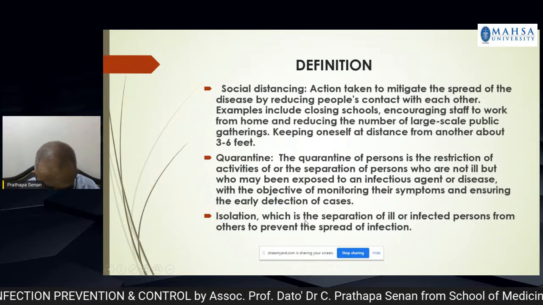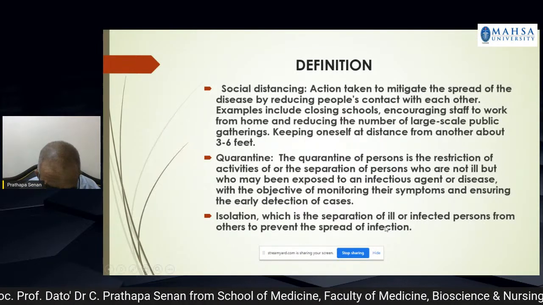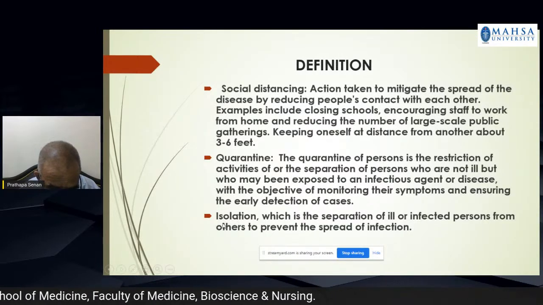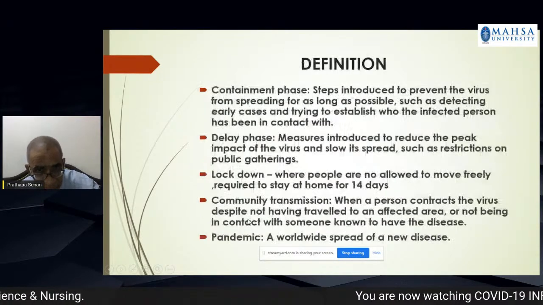Isolation is the separation of ill or infected persons from others to prevent the spread of infection. So when a person is quarantined and develops symptoms, he is sent for isolation. He is isolated and sent to a hospital in Malaysia.